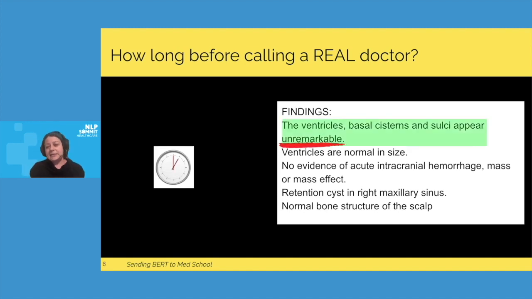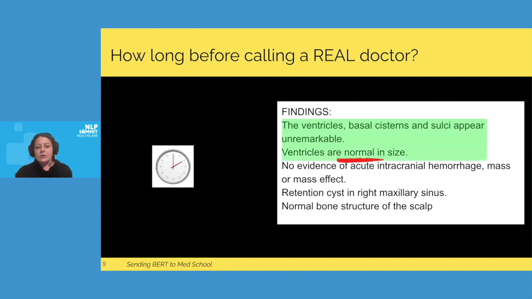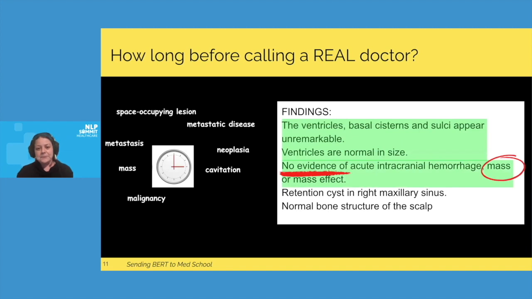So the beginning was easy. Unremarkable is a good word. You want to have it on your report. Also normal, great word. No evidence of, amazing. Mass here means tumor. The radiologists have a lot of words to describe tumor or suspicion of a tumor: metastasis, neoplasia, mass, cavitation, malignancy, and so on. The one word they will never use is tumor. So no evidence of mass is great.